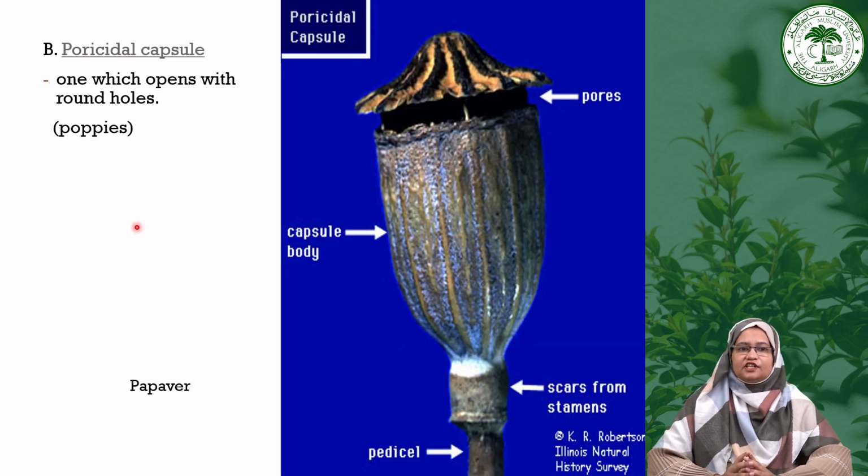Then the next type is the poricidal capsule, one that opens from round holes, as you can see here. The example of this type of capsule is poppies. Poppies have opening pores. You can see they have round opening pores, and these are the body of the capsule. So poricidal, as the name indicates, has open round pore holes for the dehiscence of the seeds, you can see here.